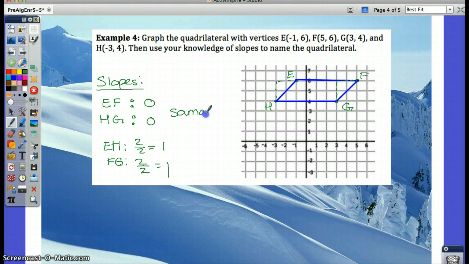What can you classify this as? Opposite sides have the same slope, which means they are parallel. So this would be a parallelogram. Are the slopes opposite reciprocals? Because if they are, it could also be a square if they're perpendicular. 0 and 1, are those opposite reciprocals? No. So this is not a square, it's not a rectangle, it is a quadrilateral, it is a parallelogram.